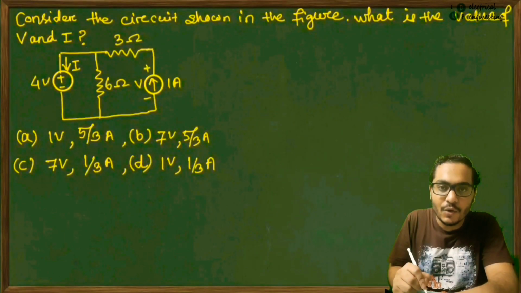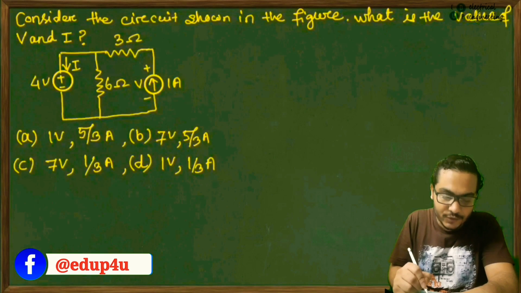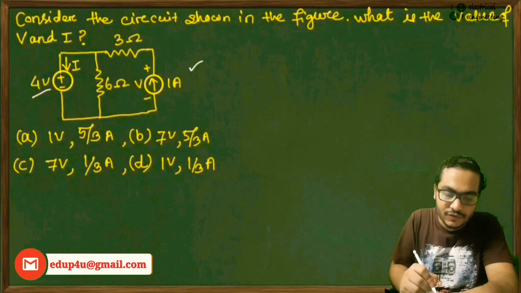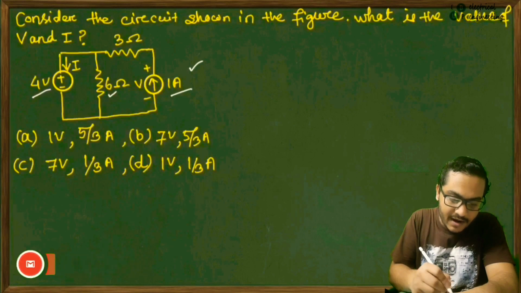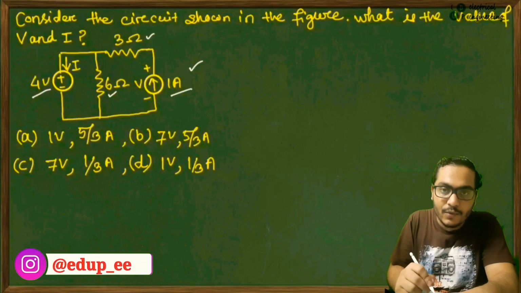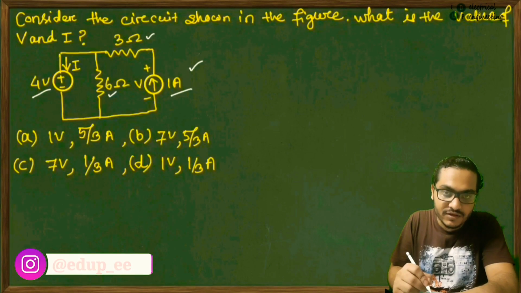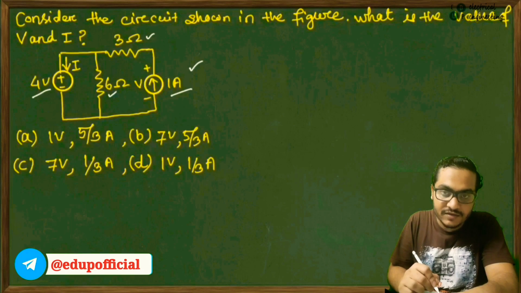This is the last question of today's lecture, and here in this question there is a network given, consisting of a voltage source of 4 volt and a current source of 1 ampere and two resistances, that is 6 ohm and 3 ohm. Now we have to tell what is the current that flows through this 4 volt voltage source and what is the voltage across this 1 ampere current source.